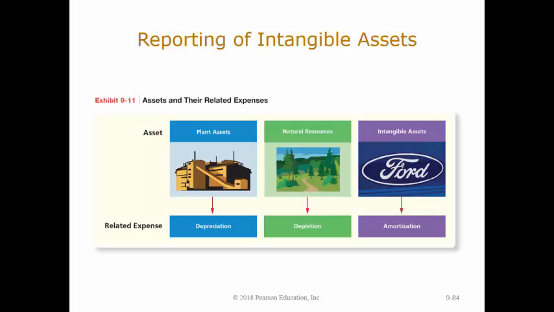Exhibit 9-11 summarizes the type of assets and their related expense. Plant assets are those assets that have physical characteristics and are used in operations. Natural resources are assets that come from the earth and can be ultimately used up. Intangible assets are assets whose value is not derived from their physical substance.